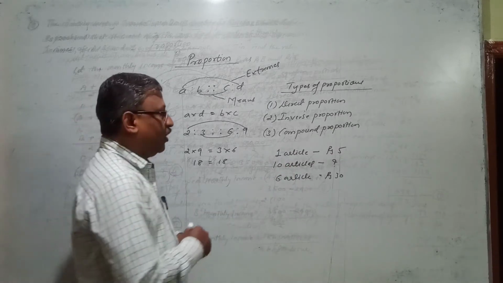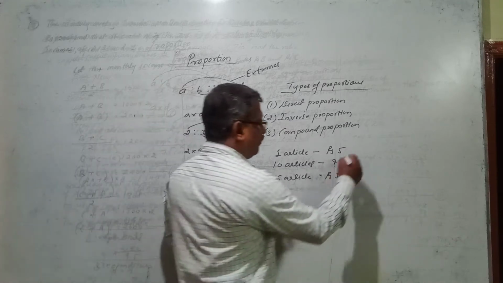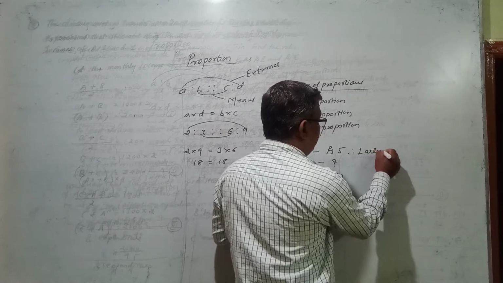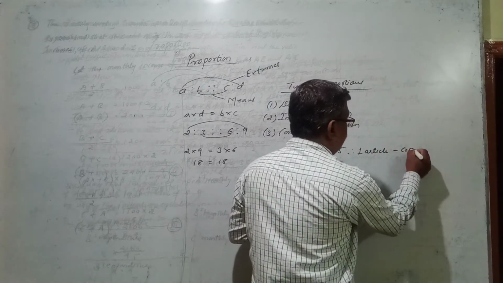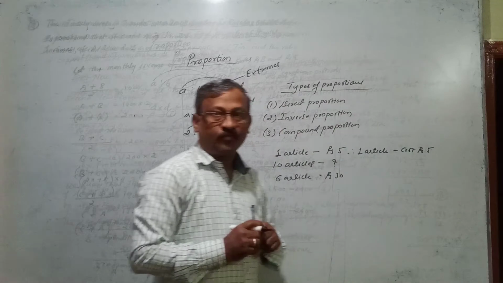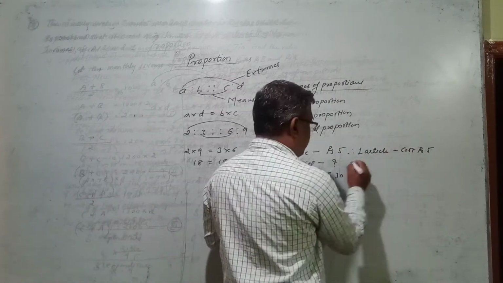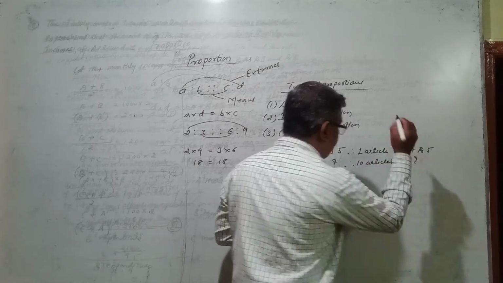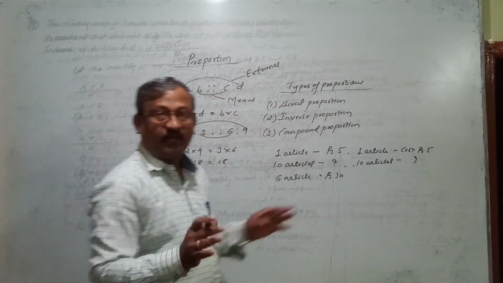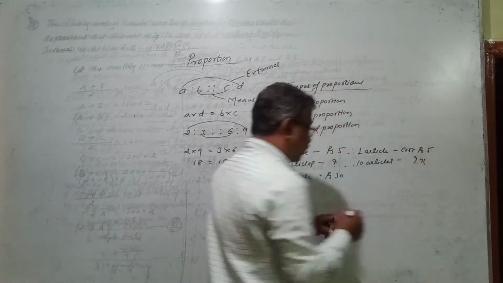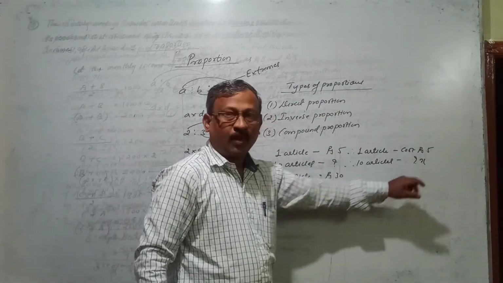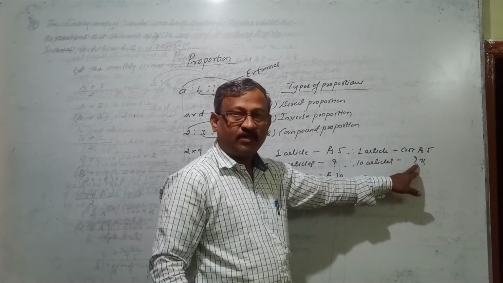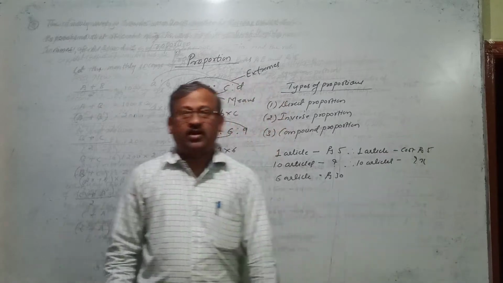So how to calculate? For that you have to put the equation. For one article, cost is 5 rupees. If one article costs 5 rupees, what I want to calculate is the cost of 10 articles. Now the cost of 10 articles is not known. So let's assume the cost of 10 articles is rupees X.